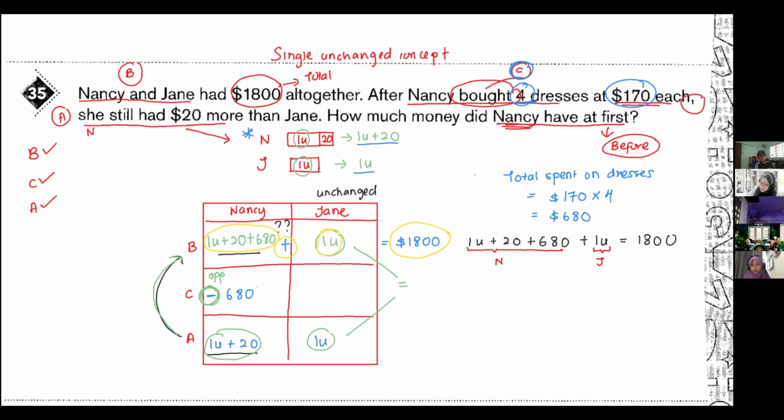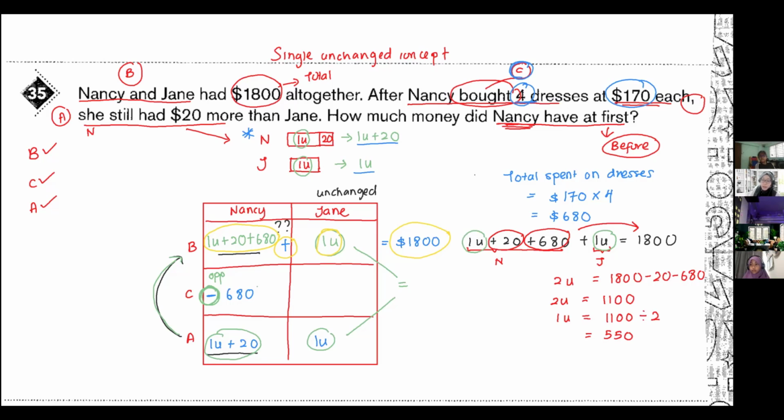All right. So I can actually add up all the units. So you have the units here, 1 unit and 1 unit. Total is 2 units equals to 1800. All these numbers, what do you do? You bring them over to this side. So it becomes minus 20 minus 680. So 2 units will be 1100. Then, of course, you need to find 1 unit equals to 1100 divided by 2, and I get 550.